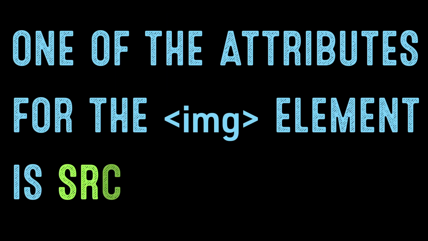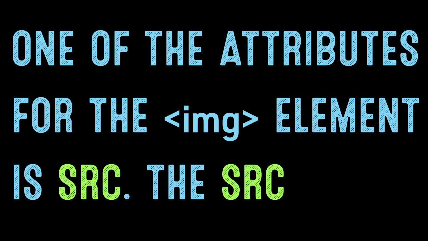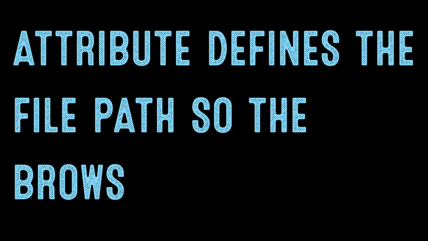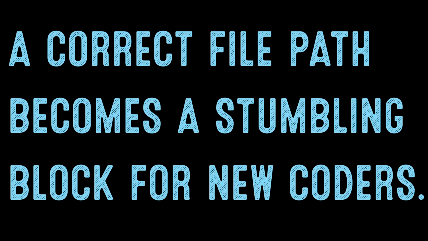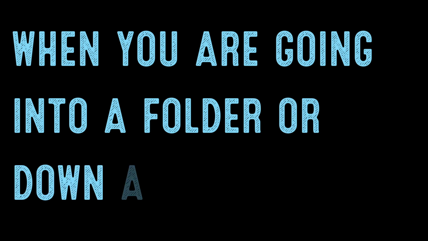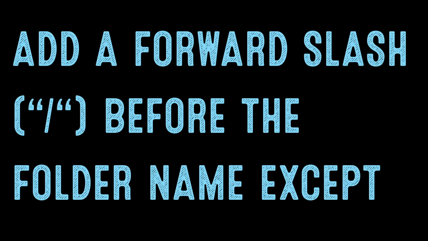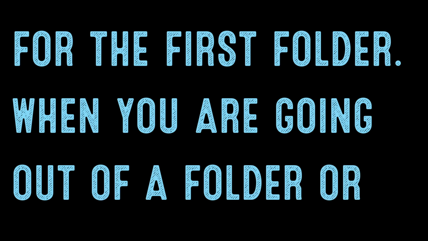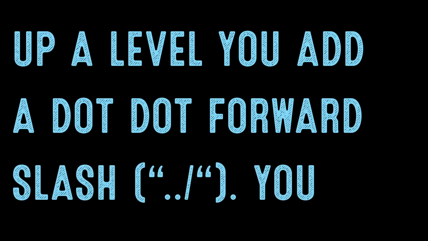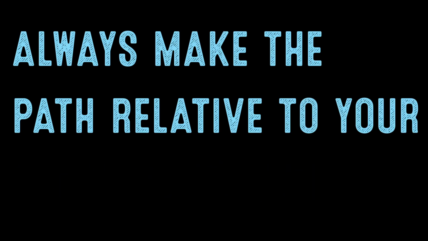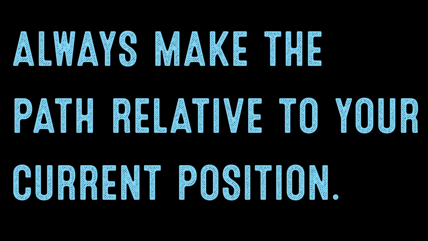One of the attributes for the image element is src, source. The source attribute defines the file path so the browser can find your image to load it into the web page. Sometimes writing a correct file path becomes a stumbling block for new coders. When you are going into a folder or down a level, you add a / before the folder name, except for the first folder. When you are going out of the folder or up a level, you add a .. You always make the path relative to your current position.